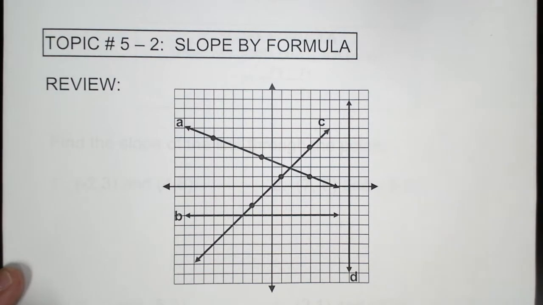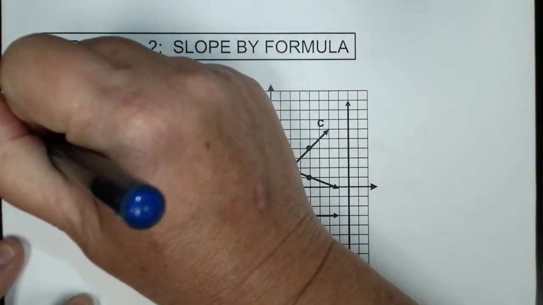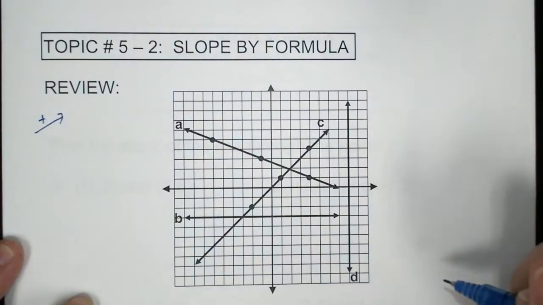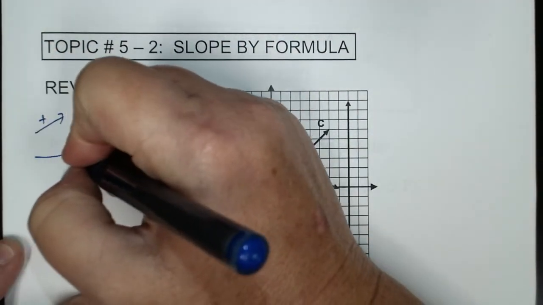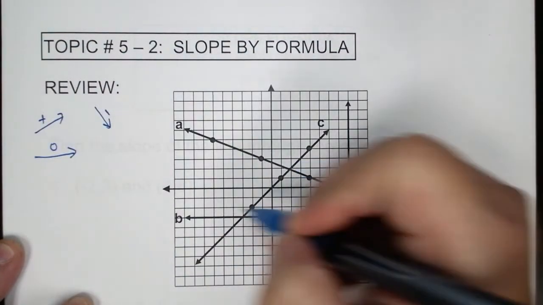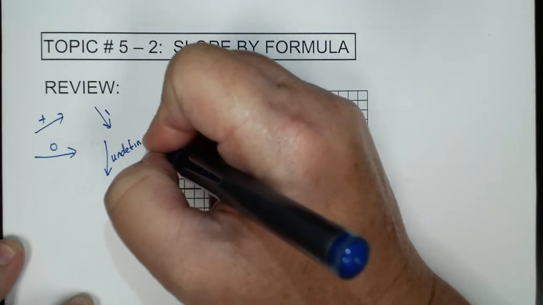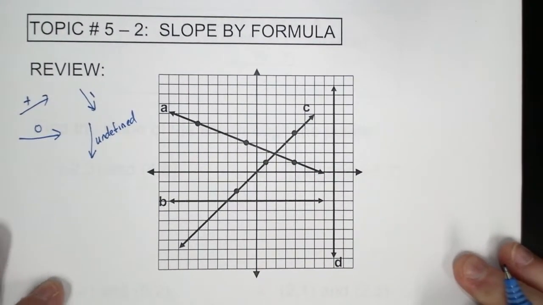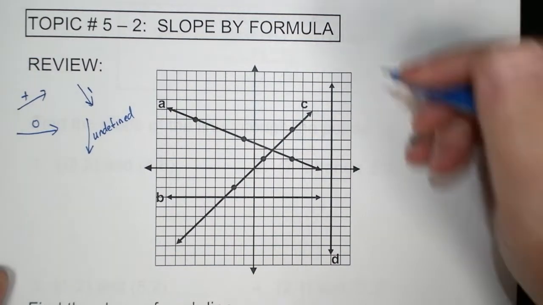This is 5-2 slope by formula. So on our review, we're going to say that this is a positive slope, this is a negative slope, this is a zero slope, and this is an undefined slope. So if I'm asked to calculate slope from a line, the first thing I'm going to do is glance at it.